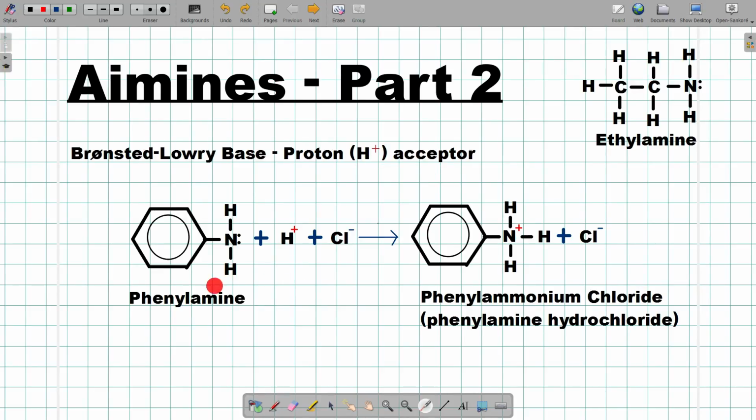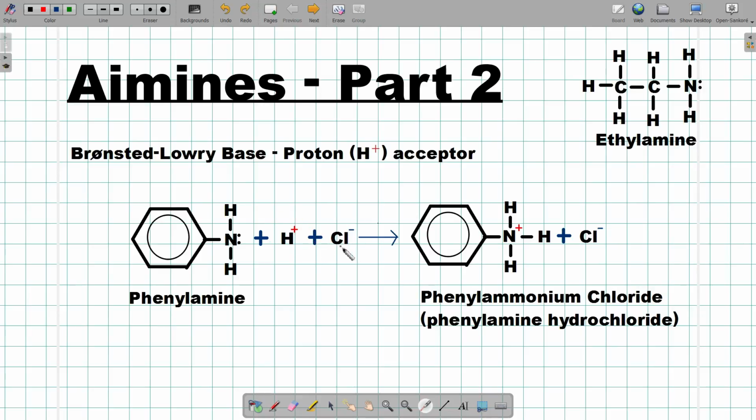And I've used this example here with phenylamine. Remember, it can be anything else. It doesn't have to be phenylamine. It can be ethylamine or any amine. But this is in the book, and I just copied it down. It's reacting here with hydrochloric acid, HCl, so it's in solution with HCl.